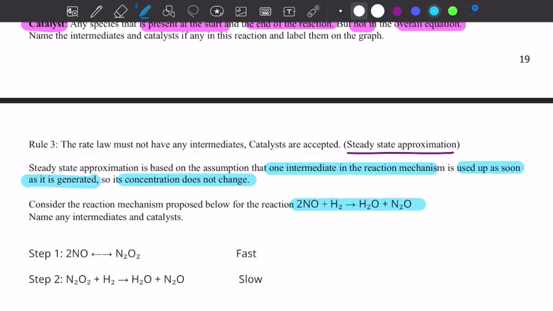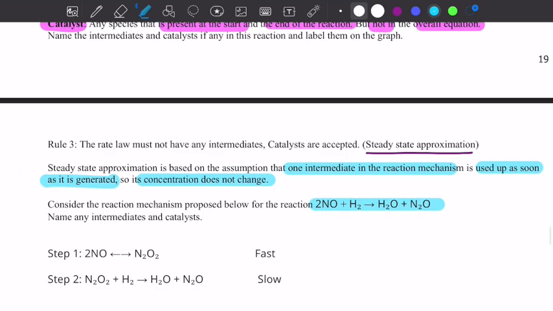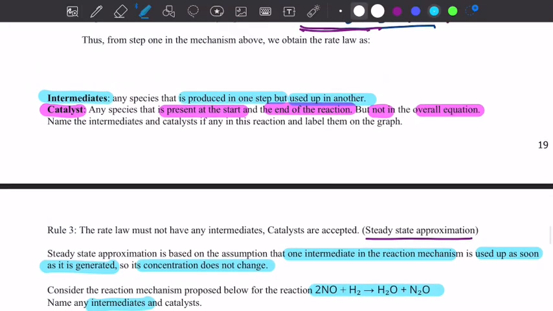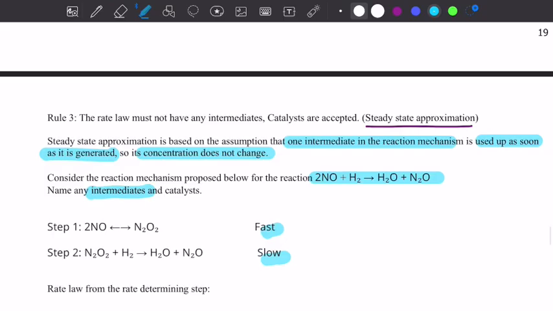So let us look at a reaction. 2NO plus hydrogen forms water and N2O. And here is a proposed reaction mechanism for this. So there are two steps, step 1, step 2. One is fast, the second is slow. The first part says name any intermediates. So the definition of an intermediate is something that is produced in one step but used up in another. Well, produced in step 1, used up in step 2.